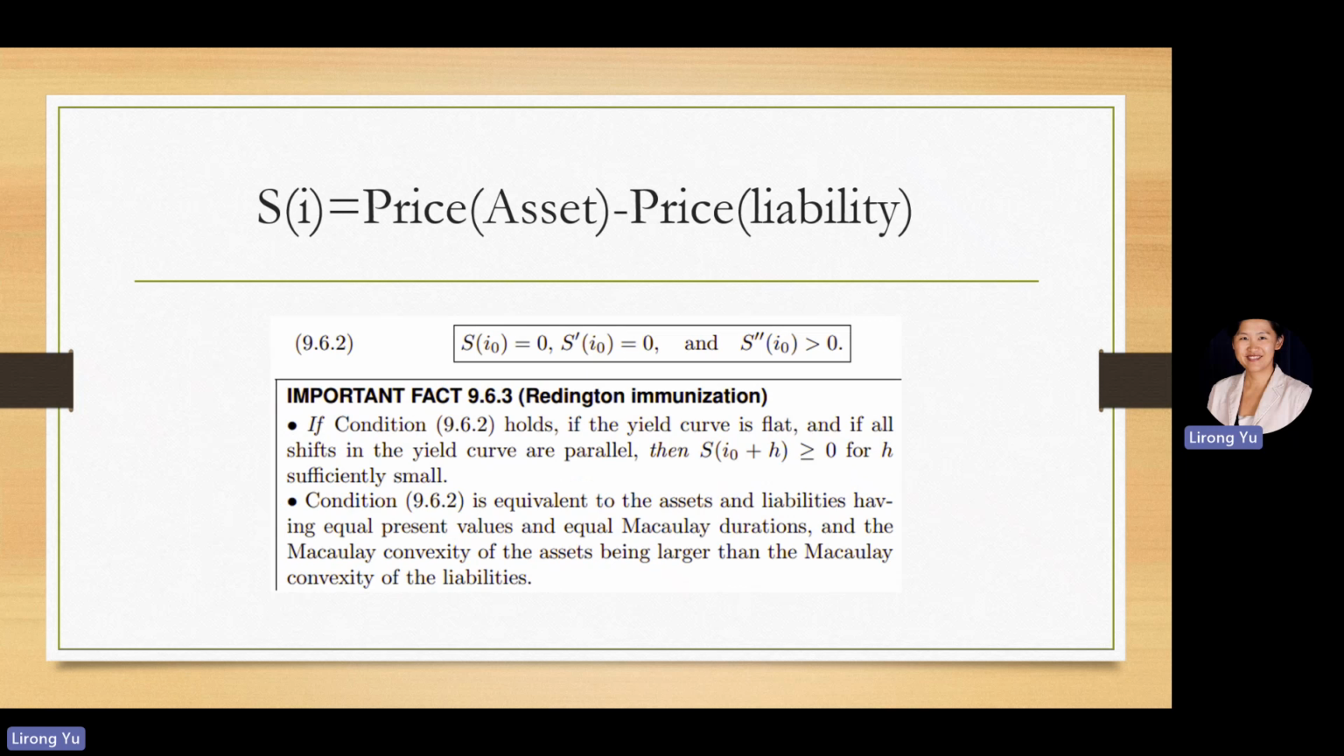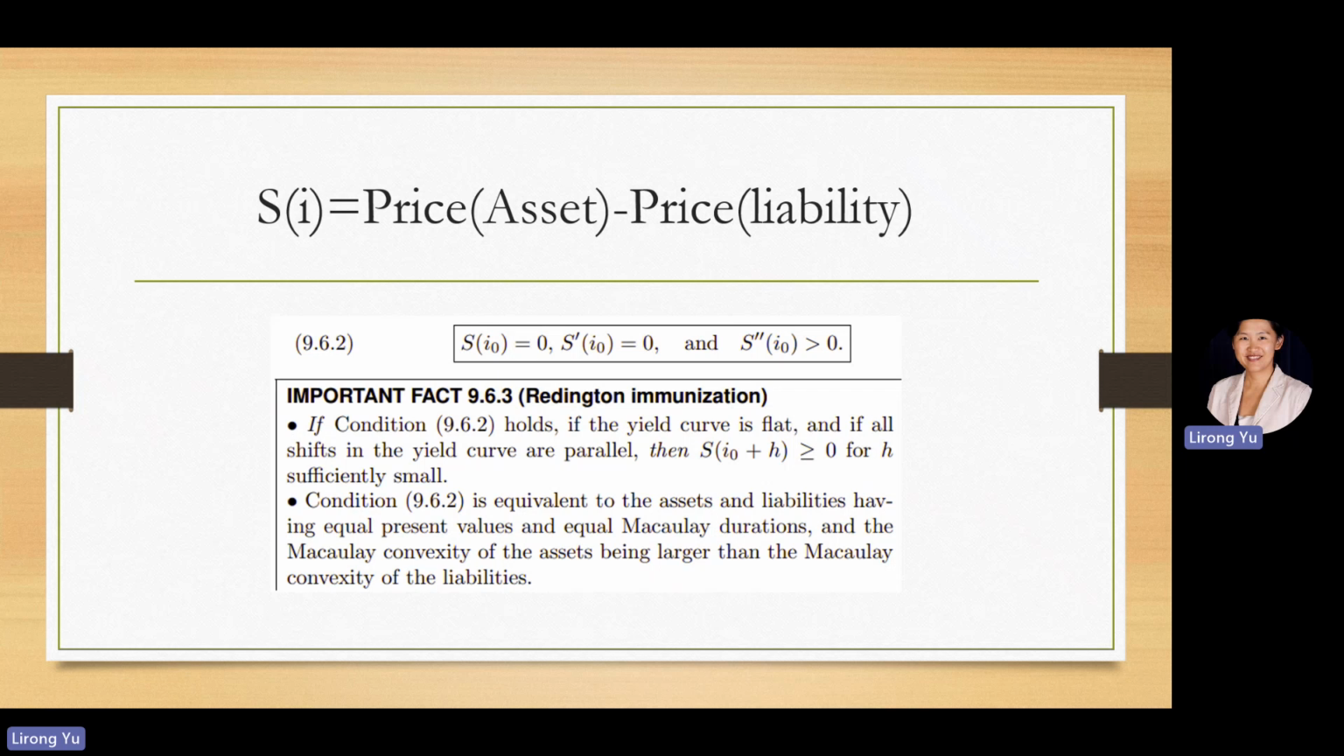All right. Let's talk about S(i). S(i) is the price difference between asset and liability. This is about Redington immunization in our book. If we match the asset and the liability, their total present value should be equal, so S(i0) would equal 0. And if we match their duration, then S'(i0) should equal 0.